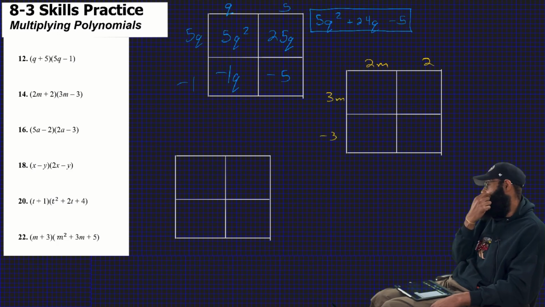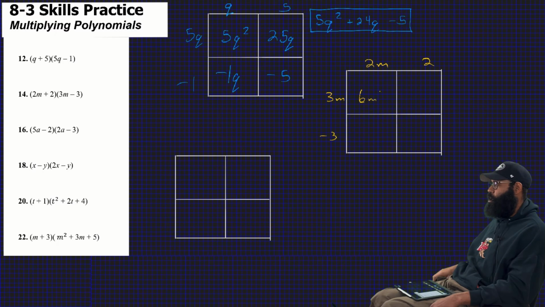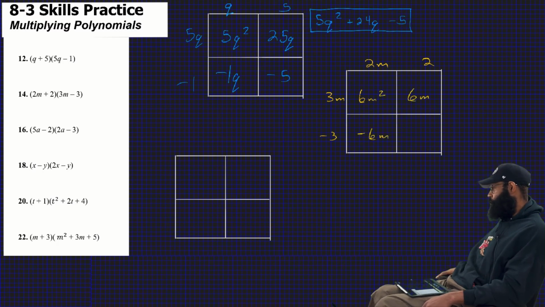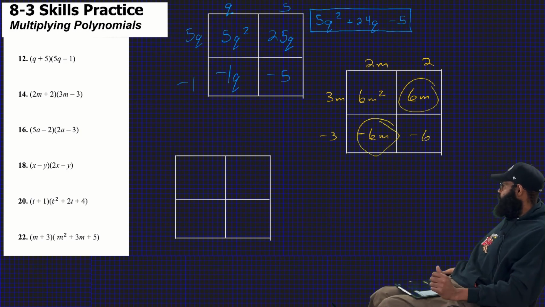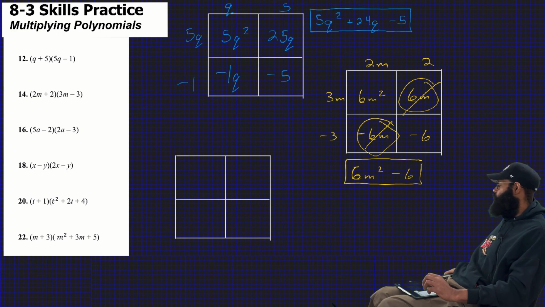Second one, 2m plus 2 and 3m minus 3. So 2m times 3m, 6m squared. 3m times 2, 6m. Negative 3 times 2m, negative 6m. And of course, negative 3 times 2. Now, you're already recognizing the opposites. Boom, boom, I'm so fast with it. All right, getting rid of my like terms because they're opposites. So 6m squared minus 6. Boom. All right, and of course, keeping it moving.